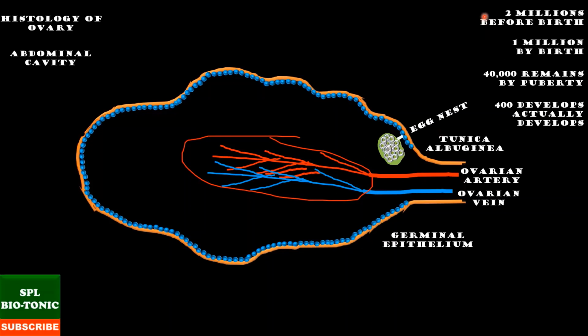Roughly, the female shows 2 million follicles before their birth, which are reduced to 1 million by birth. The degeneration of follicle continues till puberty, and by the age of 9 to 12 years, only 40 to 60,000 follicles remain in each ovary. These follicles may get a chance to develop during monthly cycle.